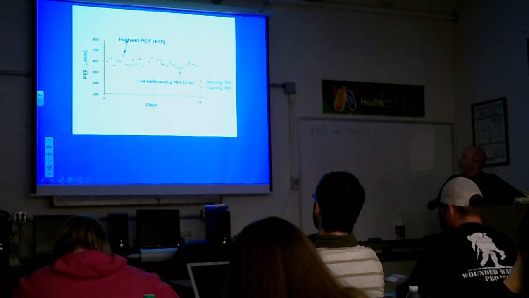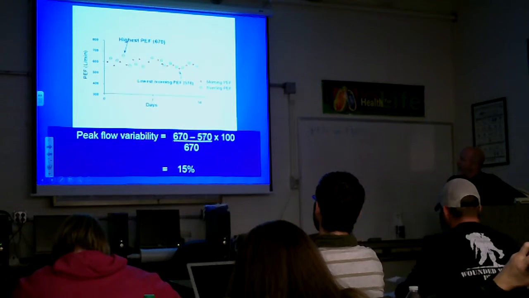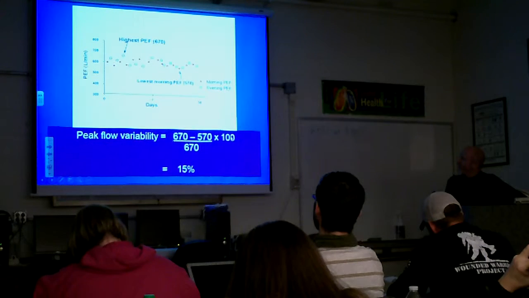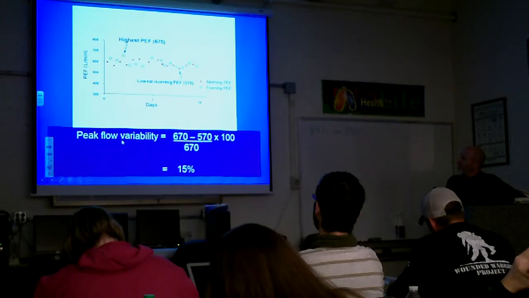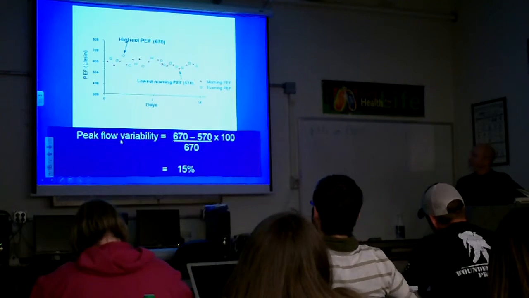If we look at percent variability, we will take the highest value minus the lowest value, divided by the highest value, times 100. That's how you come up with peak flow variability. It was on that slide several slides ago.